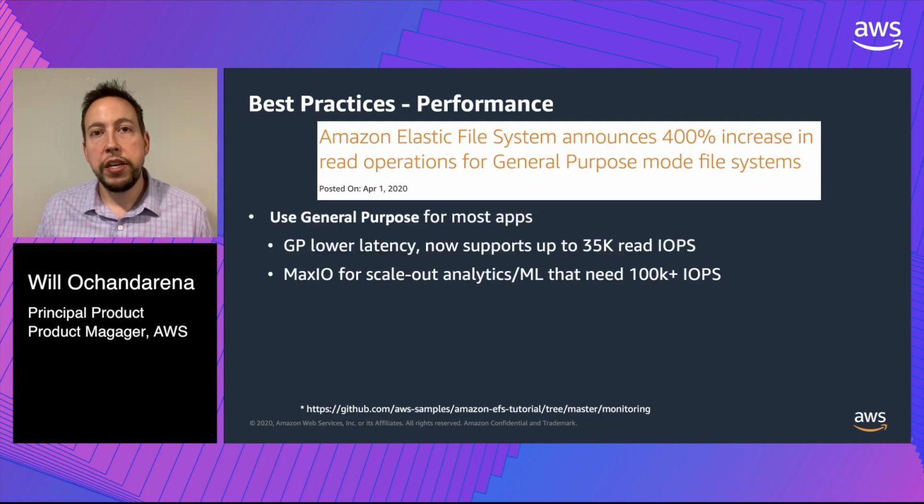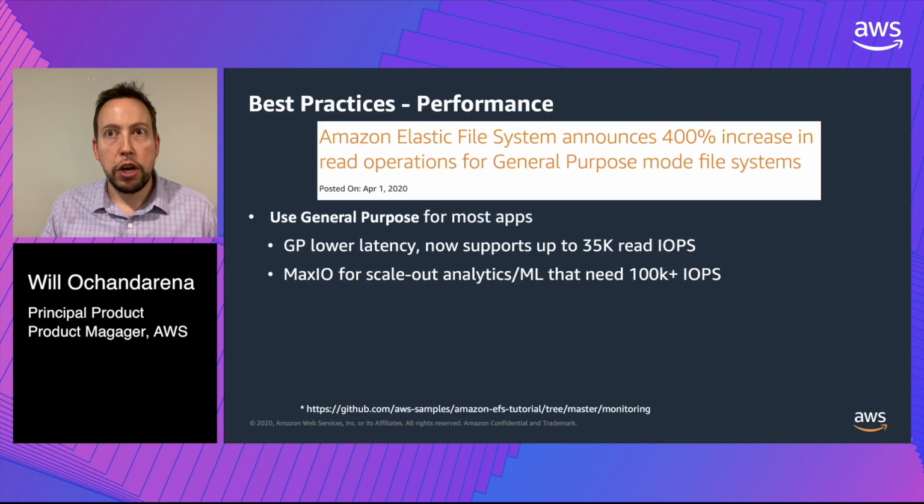So our recommendation is to use general purpose file systems for most of the applications that you are creating. It has the lowest per operation latency, which means it's going to be most appropriate for the things that you're going to be running in containers. The other mode, max IO, might be relevant to you if you are launching scale-out applications, so massively scale-out analytics or ML applications, where you're looking for the most aggregate IOPS, 100K IOPS or more.